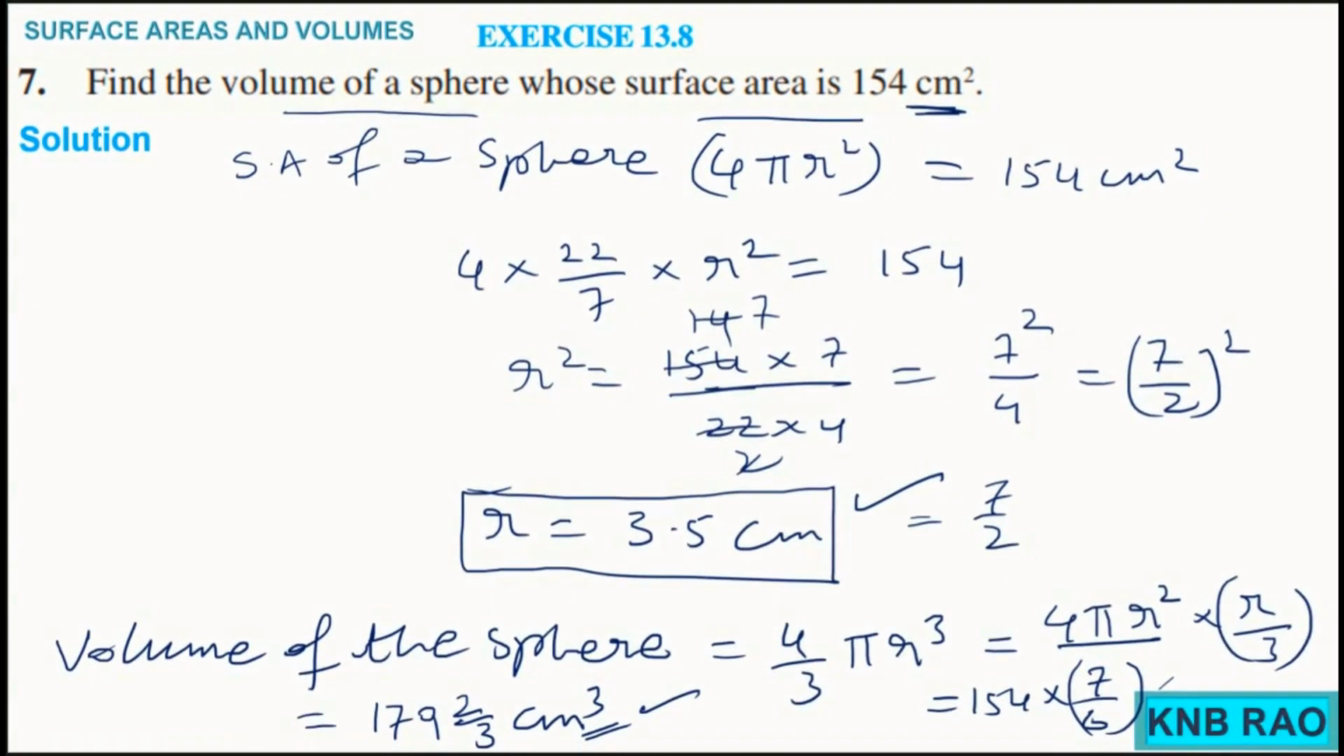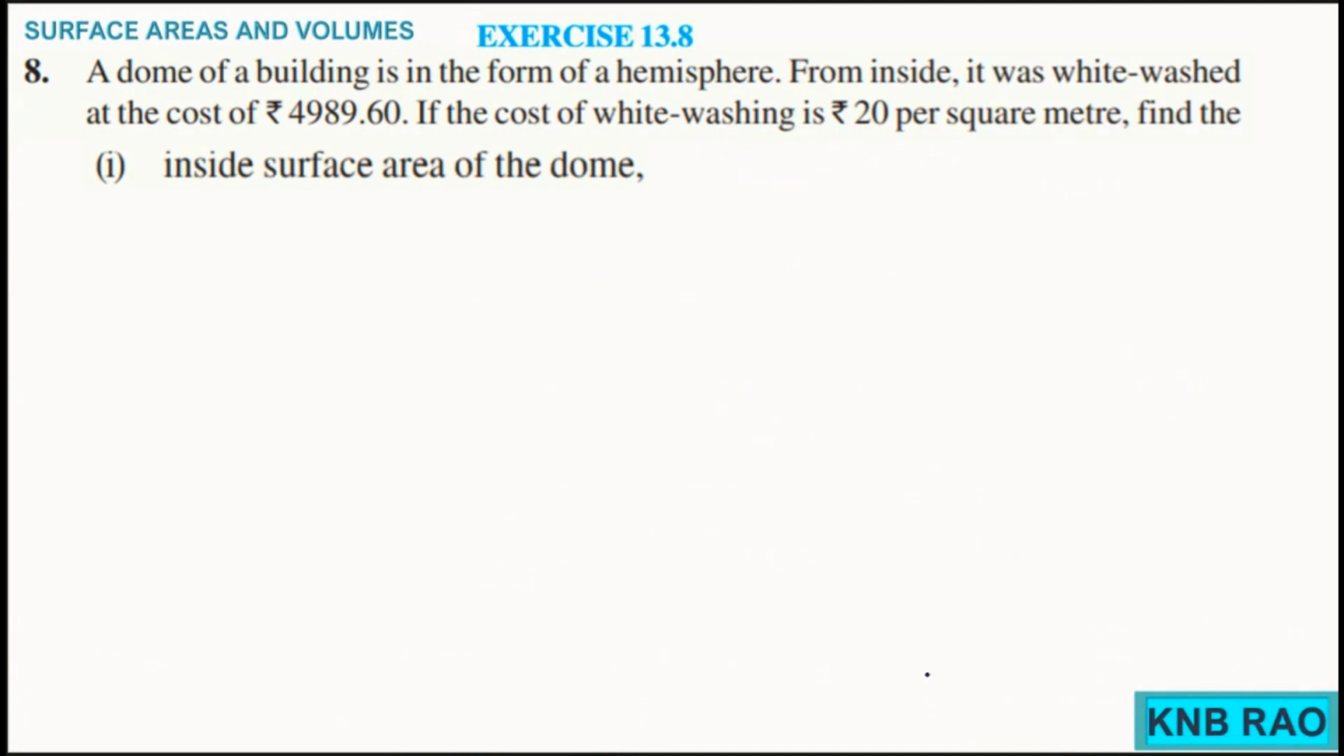Then moving on to question number 8. Question number 8 has got 2 sub questions. The first one is given here. Let us read the complete question. A dome of a building is in the form of a hemisphere. From inside it was whitewashed at the cost of 4,989 rupees 60 paise. If the cost of whitewashing is 20 rupees per square meter, find the surface area.